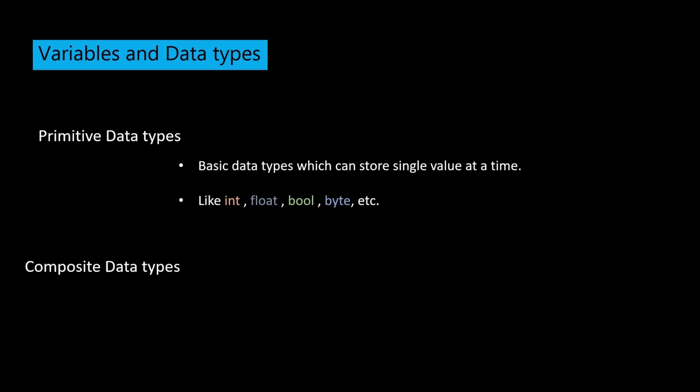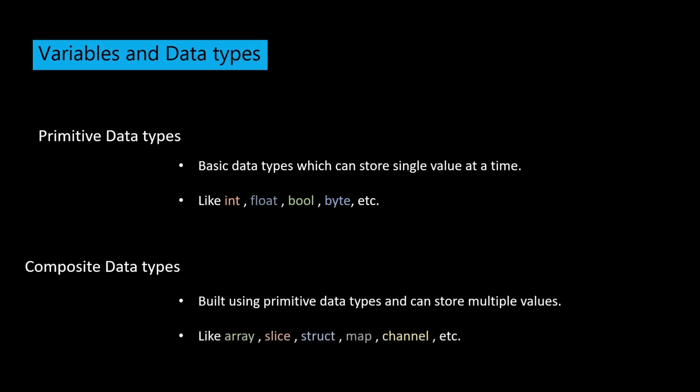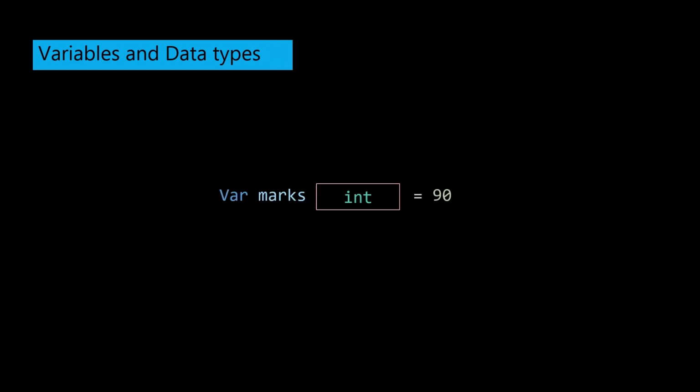Then we have composite data types. These are the data types which are built using primitive data types and can store multiple values at a time. For example, array, slice, struct, etc. In this lecture, we will cover primitive data types and we will have separate videos for all the composite data types. Now we will see all the basic data types one by one. So let's start with int.